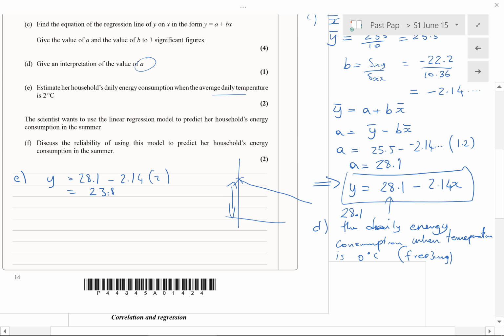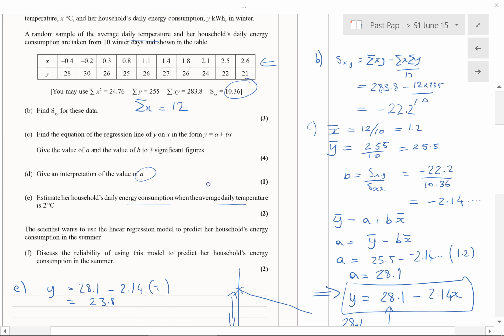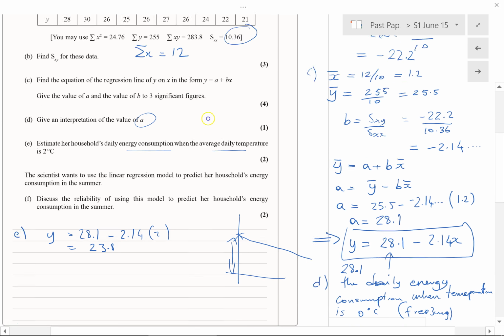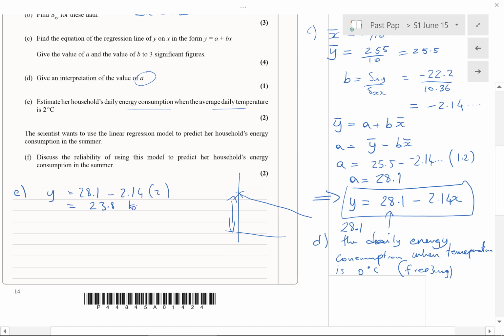Okay, just check we haven't got a problem with units. Estimated daily energy consumption, it doesn't insist on units here, but I might be inclined to write the units in, kilowatt hours. But it wasn't more generous here, so I won't worry about it.